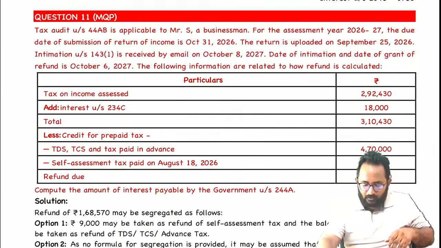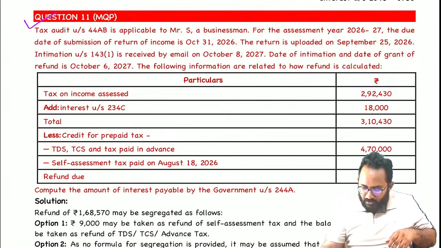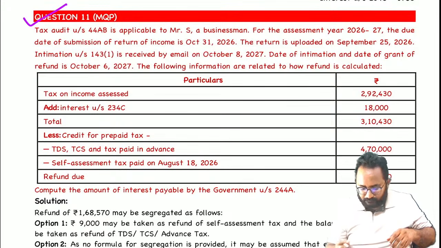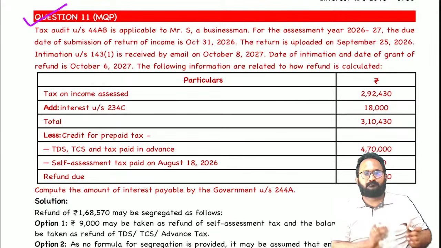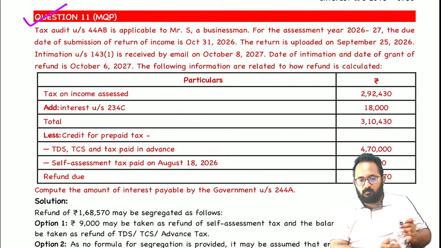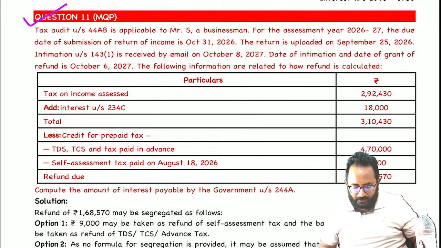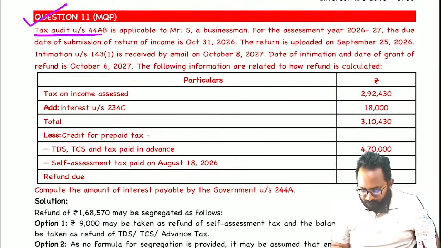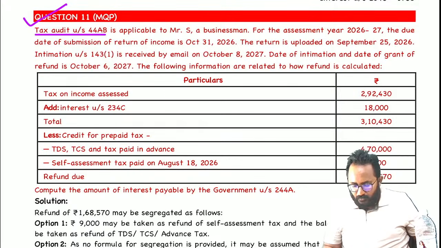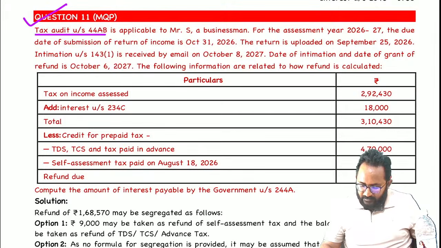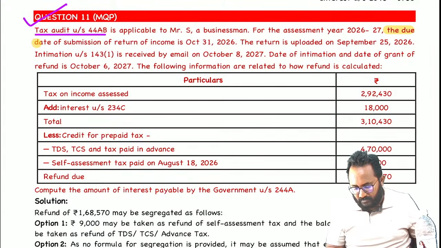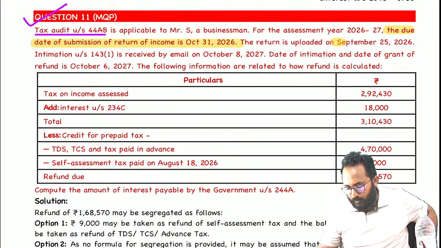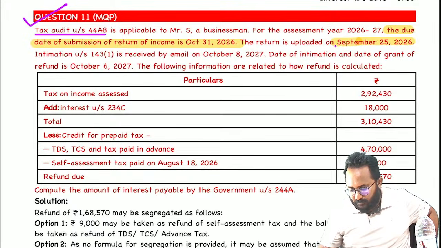Now you can do the last question in this chapter. Question number 11. Shall we do question number 11 now? Check it out. Tax audit is applicable for that assessee. What is the due date for the submission? They have given the due date also, but even if it was not given in this question, we know the due date. What is that? 31st October. Was the return uploaded before the due date or after the due date? Before the due date.